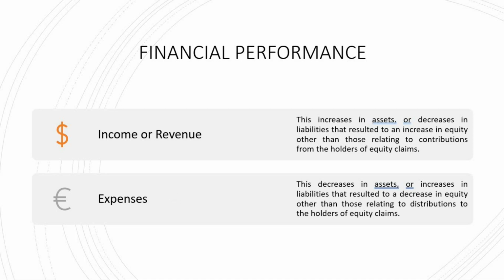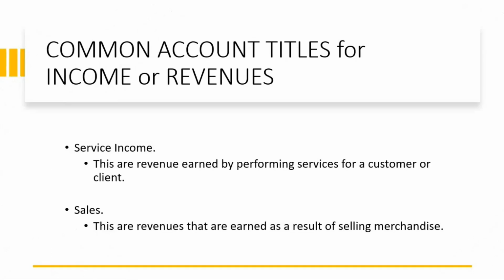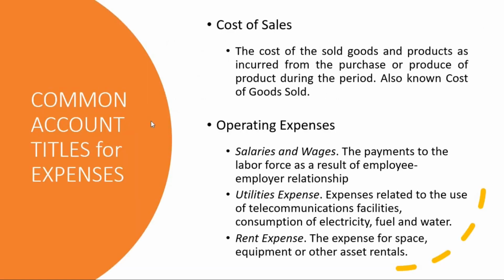Okay? So, let us now proceed to the specific account titles for income or revenues. So, first we have service income. This is applicable for service concerns. Then, we have sales. Ito naman, this is applicable for merchandising business.